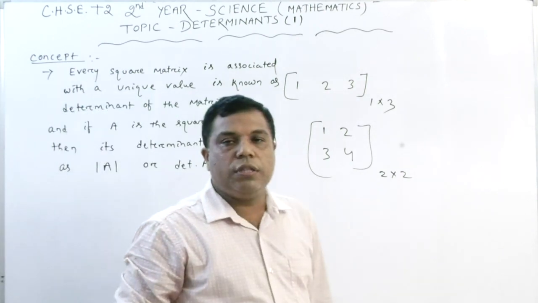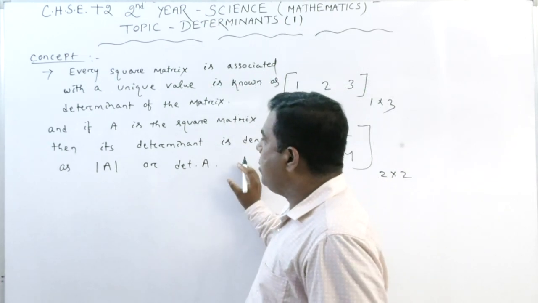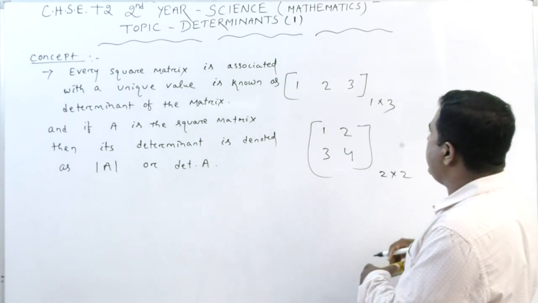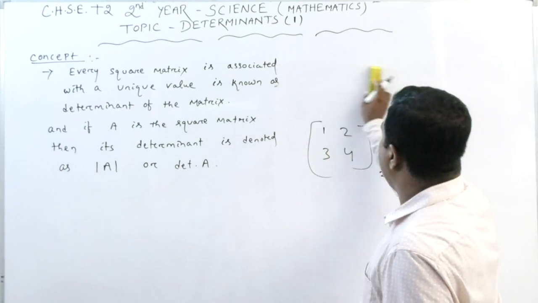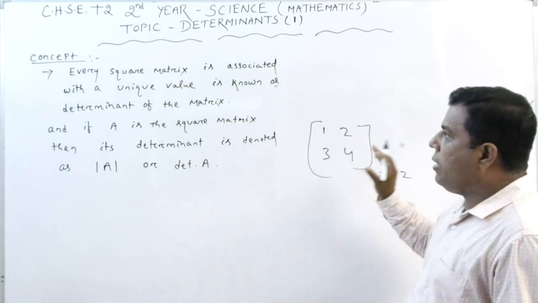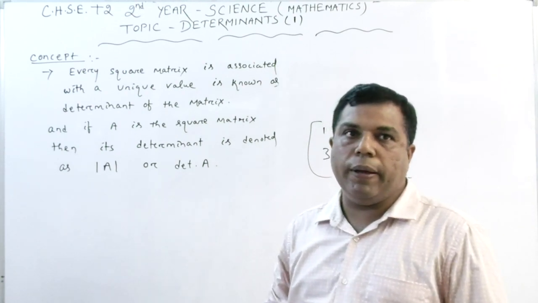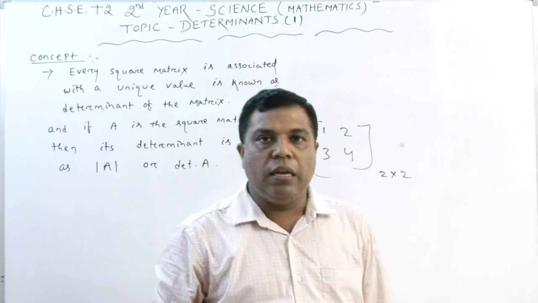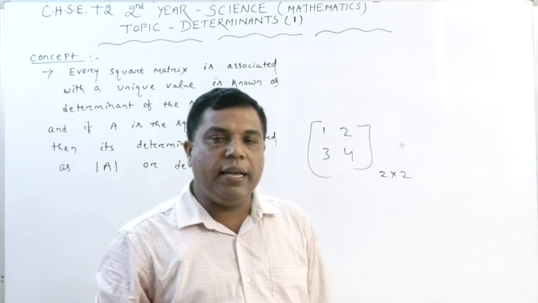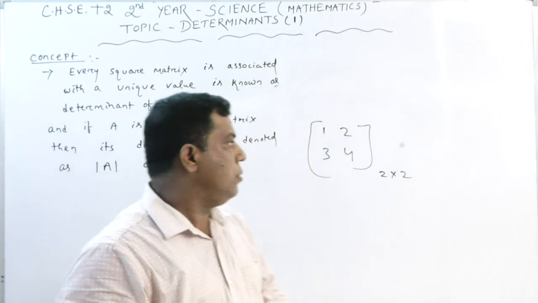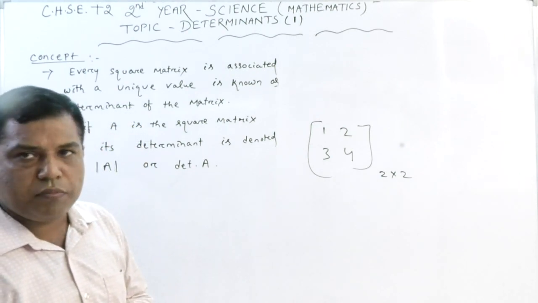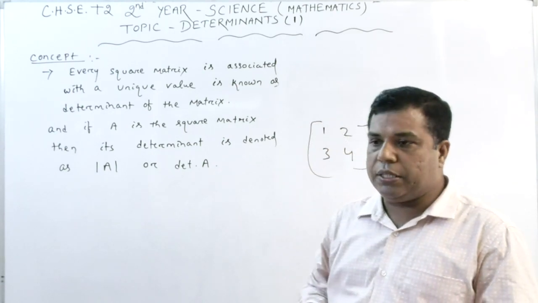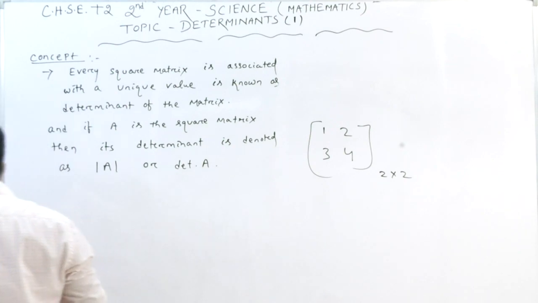Dear students, this is the concept of determinant. If there is a square matrix, like this one, this matrix is attached with a unique value. To find out the unique value with which it is attached, the value of that matrix, is called the determinant. Clear, students? Now we will go for some other things of the matrix.